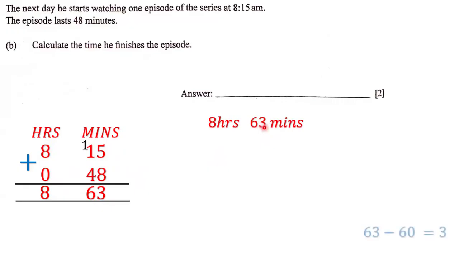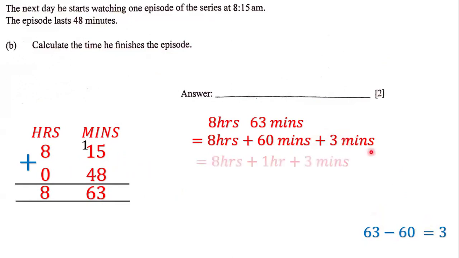But we know that 1 hour is equal to 60 minutes. And so we say 63 minus 60, and that gives us 3. So that means that we could take 63 and break it down into 60 and 3. So we have 8 hours plus 60 minutes plus 3 minutes. But what is 60 minutes? Well, 60 minutes is an hour. And so we have 8 hours plus 1 hour plus 3 minutes.